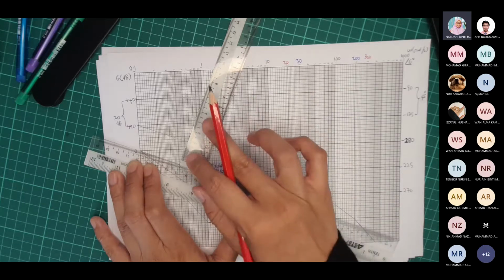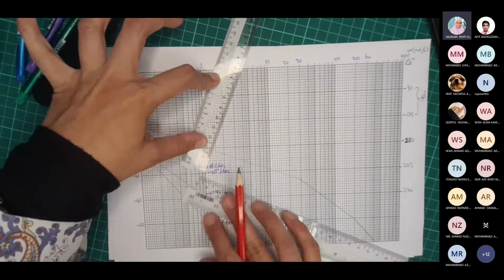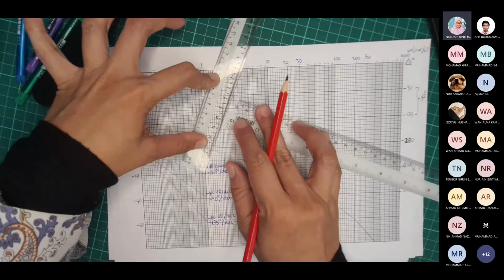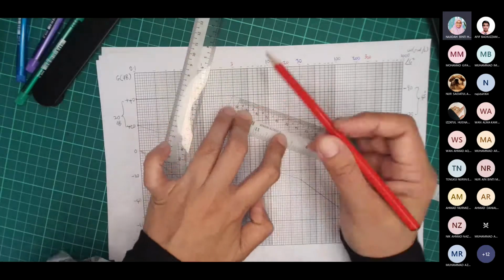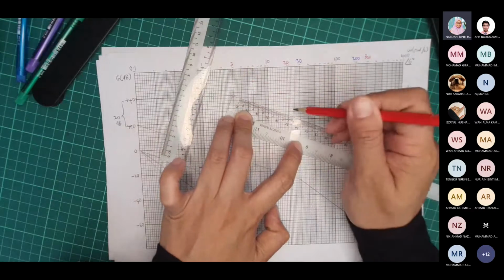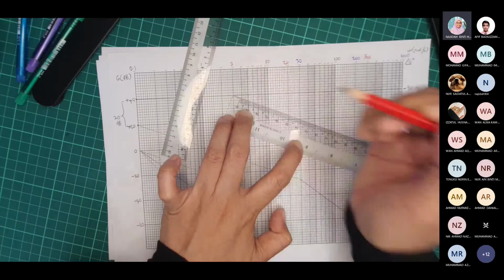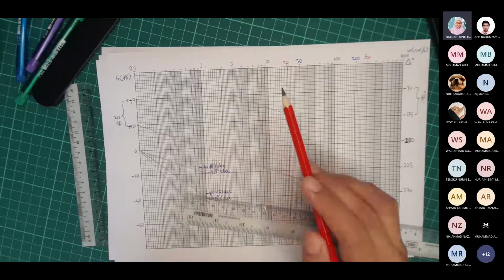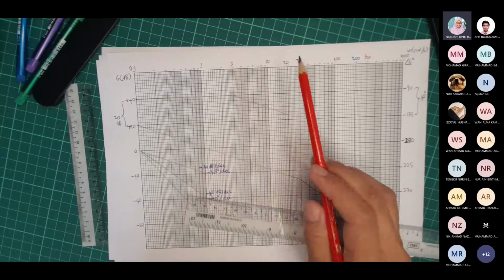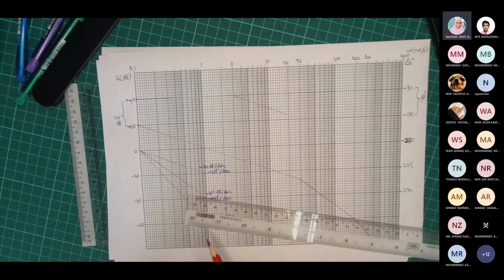So I hold my second ruler, and move my first ruler to the point where I want to continue my phase plot for negative 45 degree from 3 radian per second until 30. I will start at 20 and finish at 3. Okay, this is my negative 45 degree per decade phase slope from 3 radian per second until 20 radian per second. That's it. The second part of the phase plot.